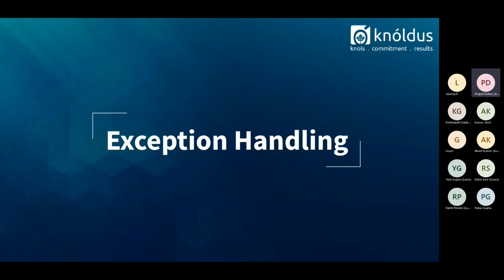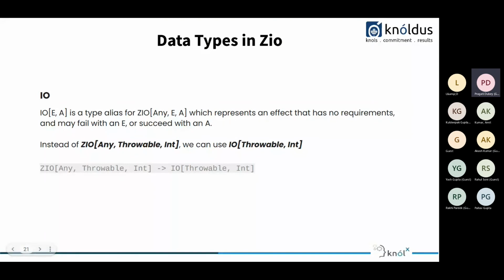All right. So let me just explain it again. An effect that does not require any environment may fail with a type E, which is an exception, or may succeed with a type A. So we can directly use the IO type, which contains the Throwable, which is the exception part, and the success value of type integer or anything which we want. So instead of ZIO of Any, Throwable, Integer, we can directly use IO of Throwable, Integer. These are nothing except type aliases of the ZIO type. In the coming demo part, we will see how the type aliasing has been done in ZIO.